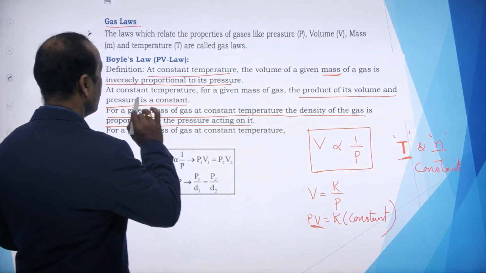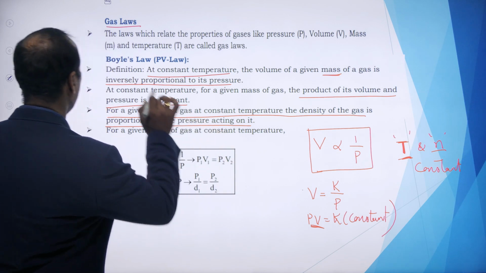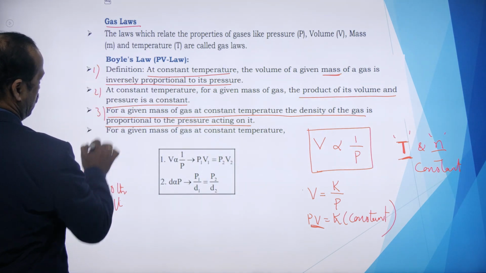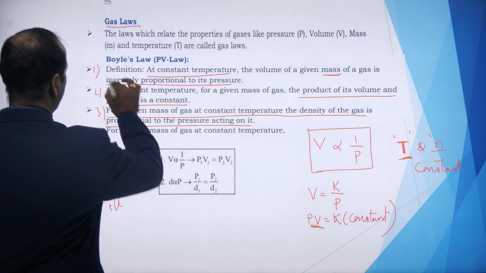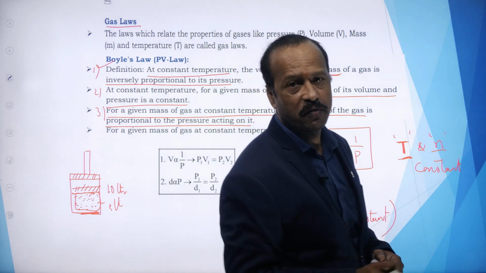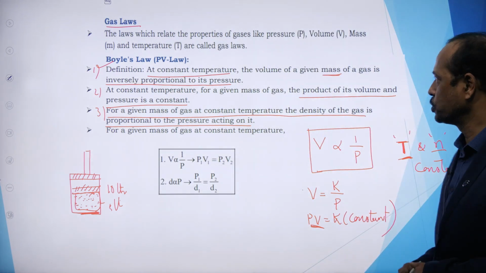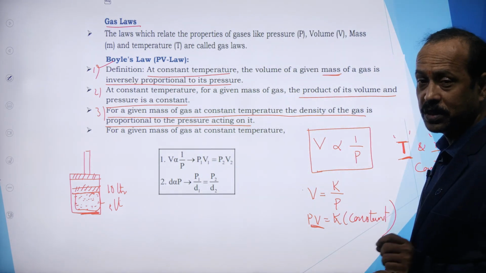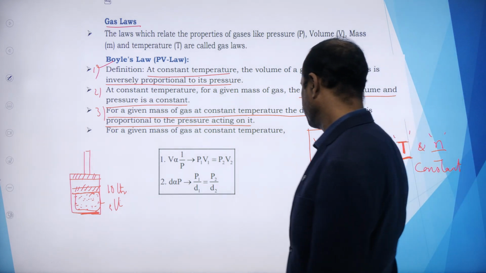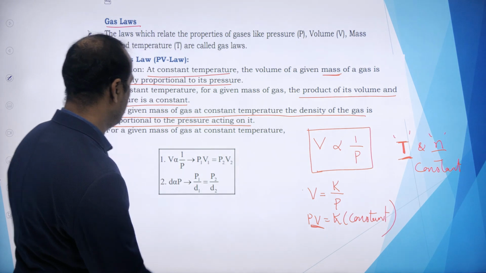So this Boyle's law we can define in the first way, second way, third way. But the mostly used definition is the first one. At a constant temperature, the volume of a given mass of a gas is inversely proportional to its pressure. Okay. So like this we can write it.